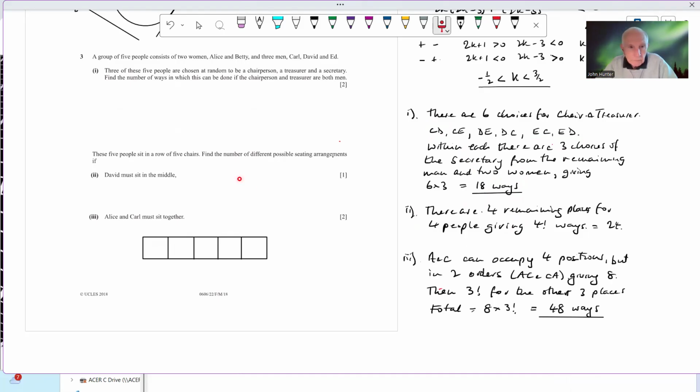Part two: these five people sit in a row of five chairs. Find the number of different possible seating arrangements if, first of all, David must sit in the middle.